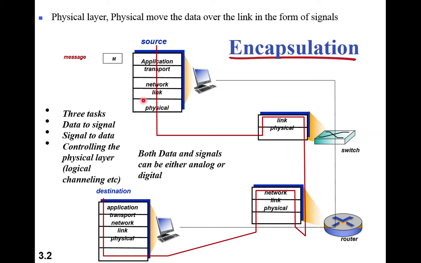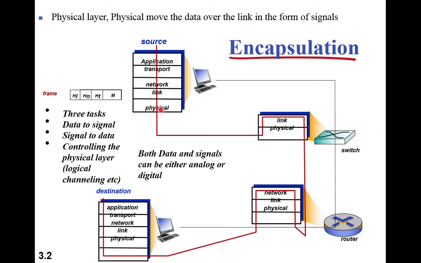When the message is generated from the source, from the users, it is passed through the application. The application passes the message to the transport layer. The transport layer adds its header. Then the message is passed on to the network layer. The network layer also adds its own header, and then the message is passed to the data link layer. The data link layer also adds its own header. Then the data link layer passes the message to the physical layer.